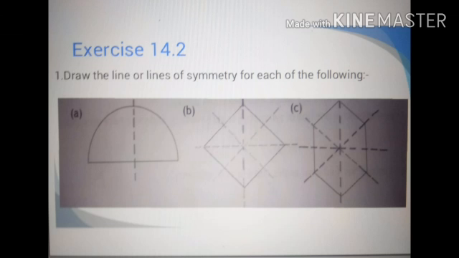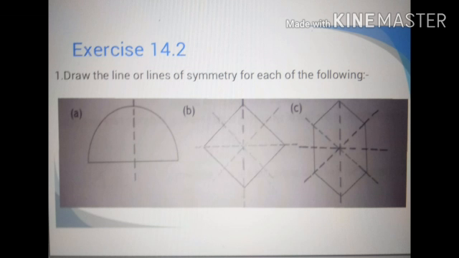Exercise 14.2. Draw the line or lines of symmetry for each of the following. Now you see in question A, in this shape, how many lines of symmetry can there be? It is a semicircle. Here we can draw only 1 line of symmetry. It can be divided into only 2 equal halves in only one position, that is in the vertical line of symmetry.